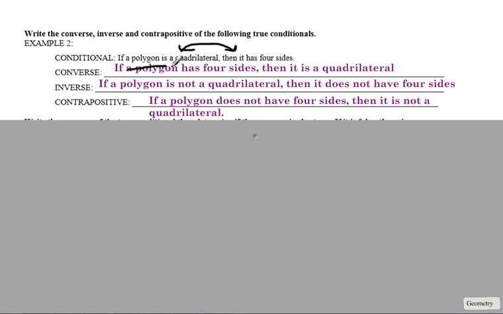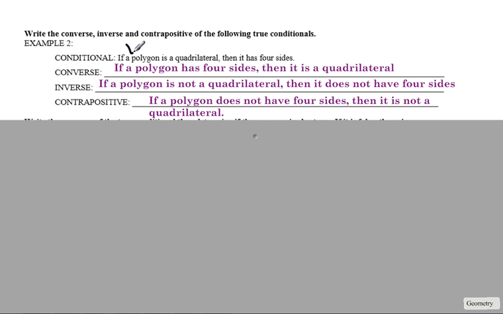If you wrote the word it, if you said if it has 4 sides, then the polygon is a quadrilateral, that is wrong. We do not speak like that. That's not proper English. It doesn't make sense. That's not how the syntax of our sentences go. So if you wrote if it has 4 sides, then the polygon is a quadrilateral, that is going to be marked wrong.